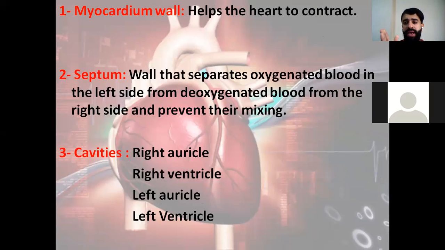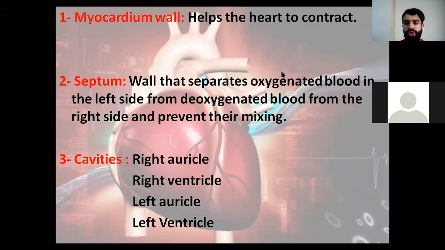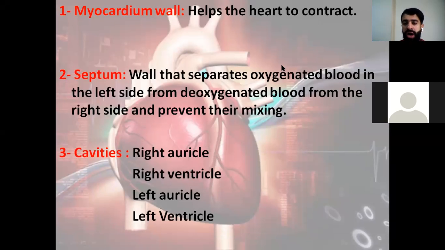The septum is the wall that separates the oxygenated blood on the left side from the deoxygenated blood on the right side, and it prevents the mixing of these two different parts of the heart. Cavities are the heart cavities or heart chambers. We have four: right auricle, right ventricle, left auricle, and left ventricle.